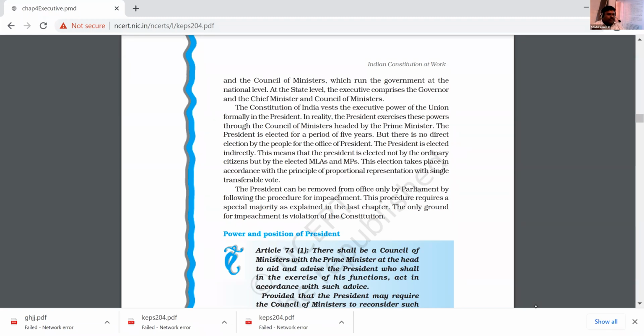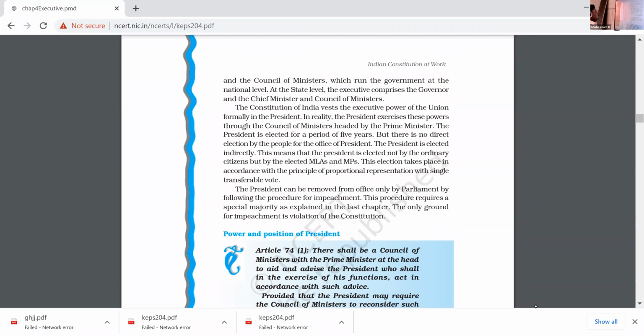Okay, just below the governor is the chief minister, the head of the government. Clear? Head of the state government. It is the chief minister. Okay, clear? Is that clear or not? This is the structure of our governance in India.